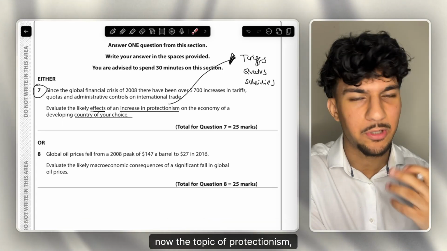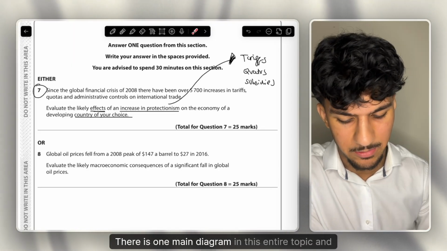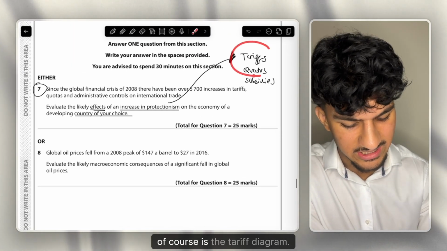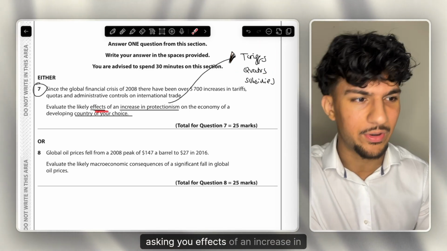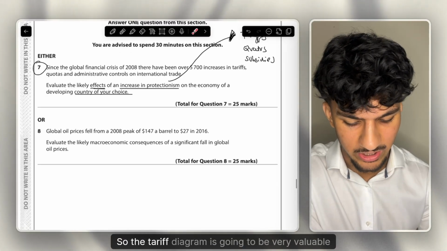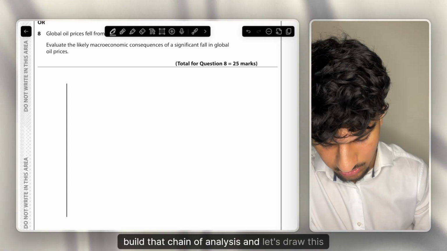Now, the topic of protectionism, globalization as a whole, is characterized by one diagram. There is one main diagram in this entire topic, and of course it is a tariff diagram. And the question is quite literally asking you effects of an increase in protectionism. So the tariff diagram is going to be very valuable here to just build that chain of analysis. And let's draw this out here.